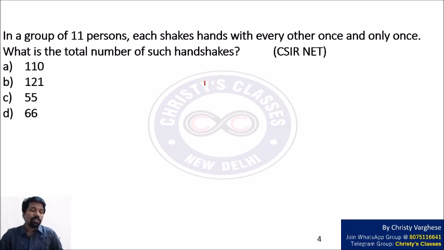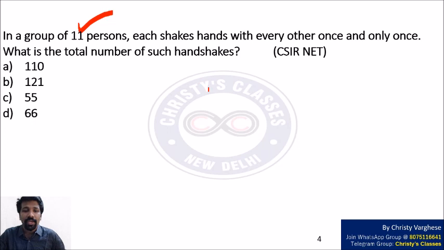Those of you who watched the Super 30 movie, there is a problem much similar to this. There are 30 people in a group. So the hero, Hrithik Roshan, is asking how many handshakes are done between all the 30 people. So this is the same question. Instead of 30 people, it is 11 people. So you can do it in different ways.